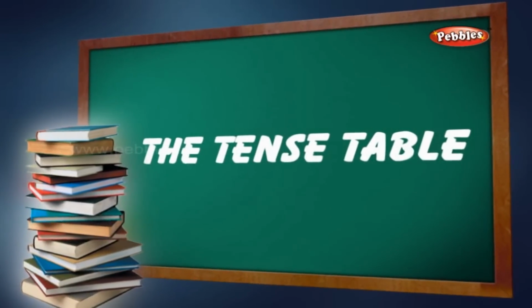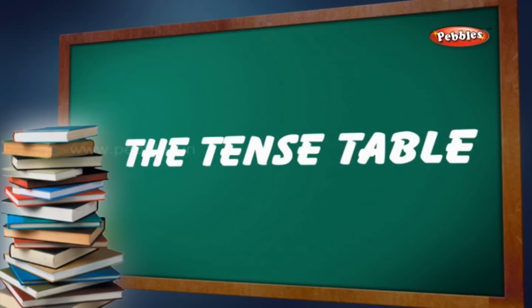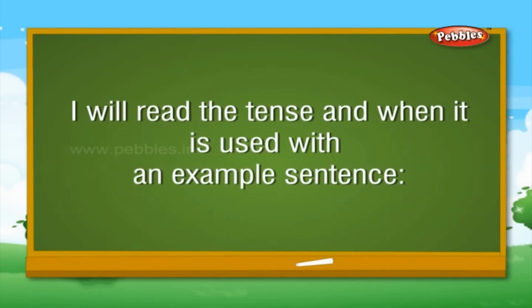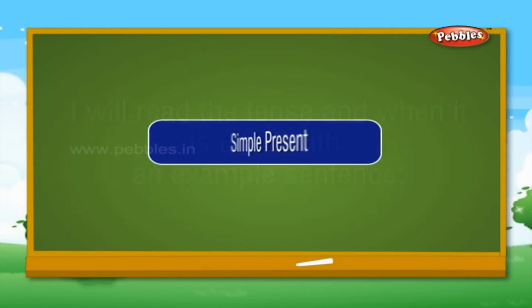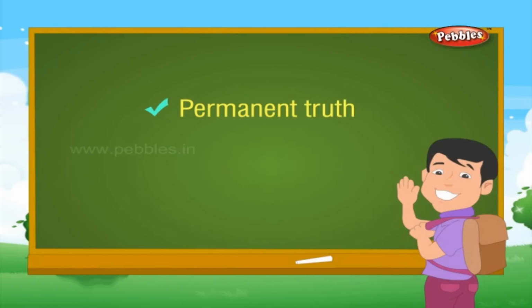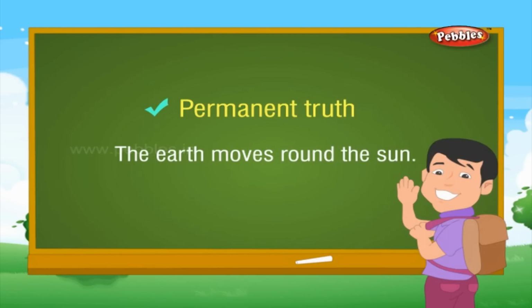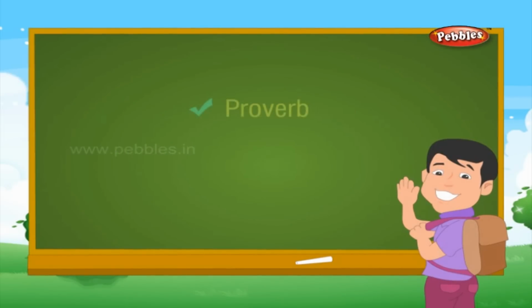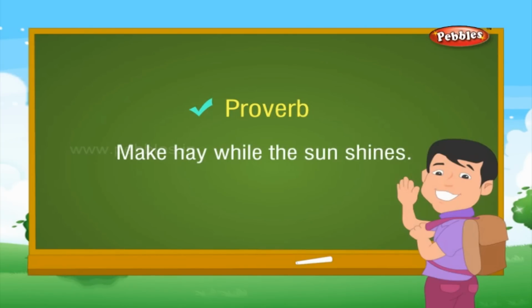Let us look at the tense table now. I will read the tense and when it is used with an example sentence. Simple present. Permanent truth. The earth moves around the sun. Proverb. Make hay while the sun shines.